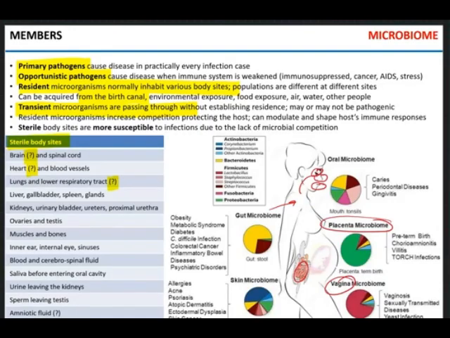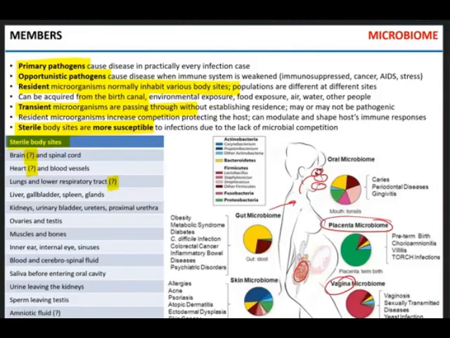Now, before we move on to very interesting conversations about microbiome, if I would ask you, before I made the statement that sterile sites are more susceptible to infection, what is more likely? Like, which organ is more susceptible to infection, skin or, say, liver? What would you tell me?